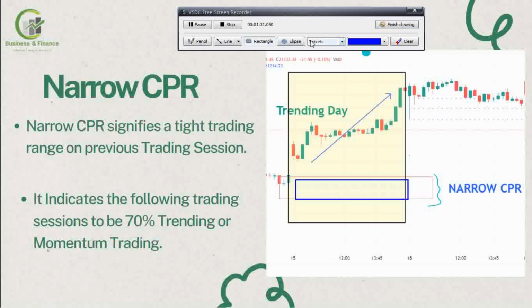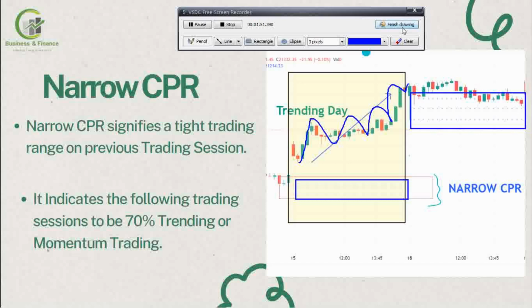Okay, so this is wide CPR. So narrow CPR usually has a trending move. You see that the market started here and it has given a very good momentum.